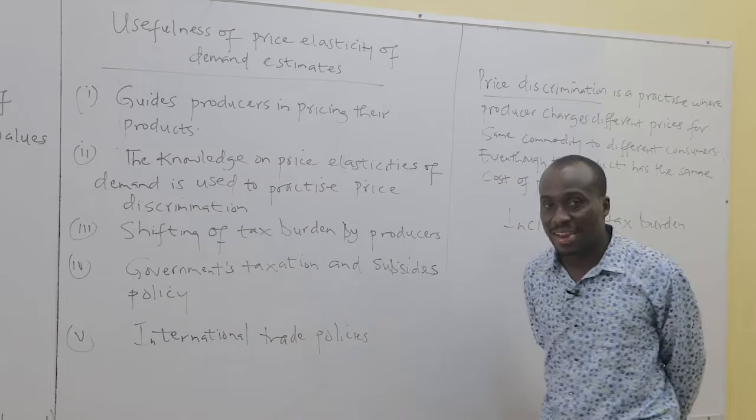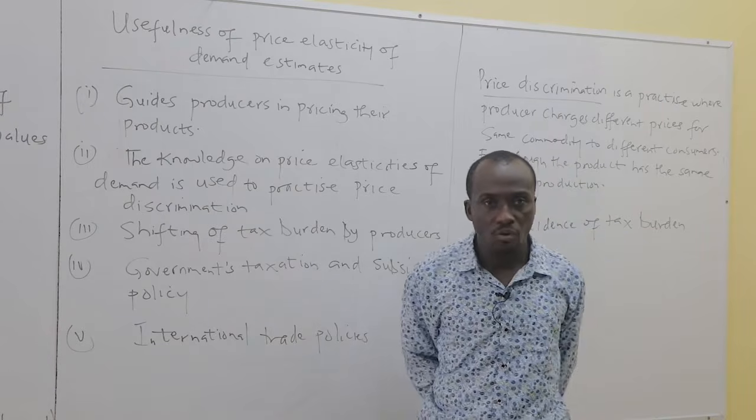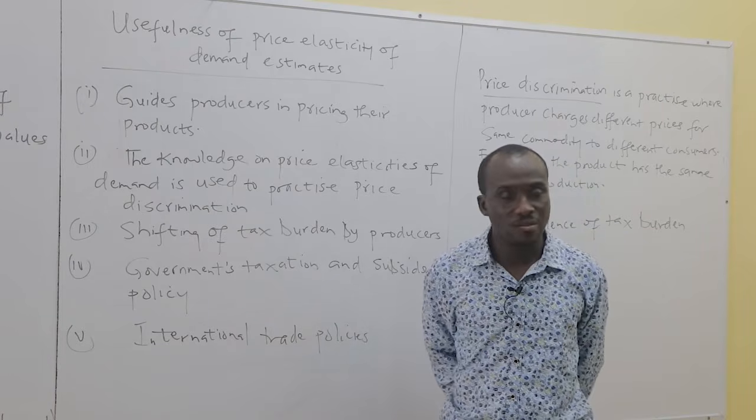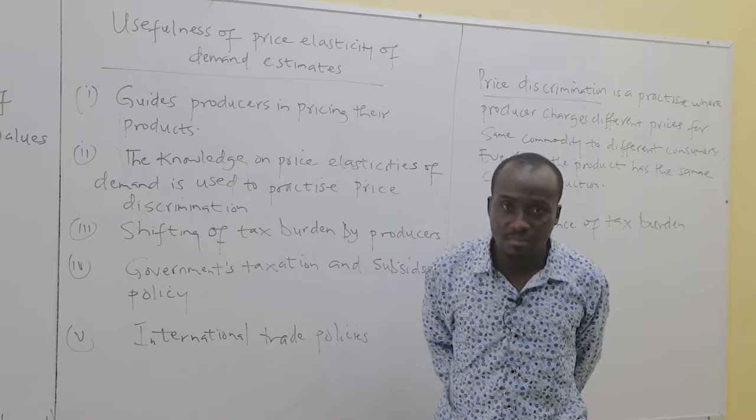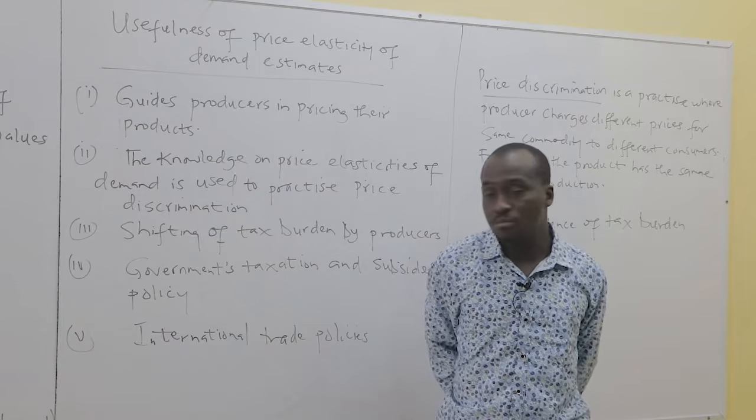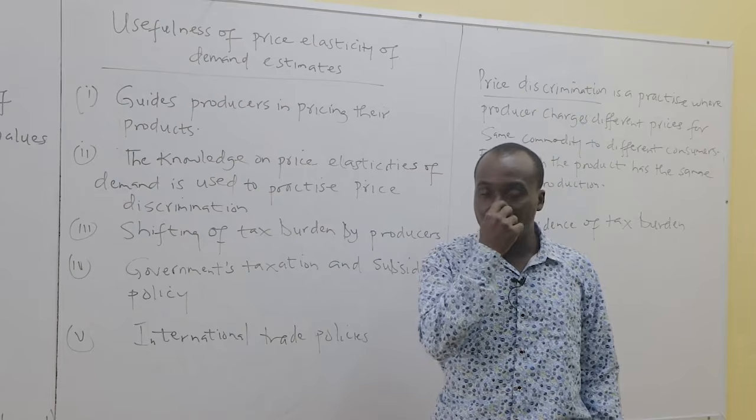If the commodity has elastic demand, the government might decide to be very careful imposing tariffs or taxes on it. Because if it imposes too much, people will not buy, and the government will lose. If people are not buying the product, government cannot make the revenue it wants to make.